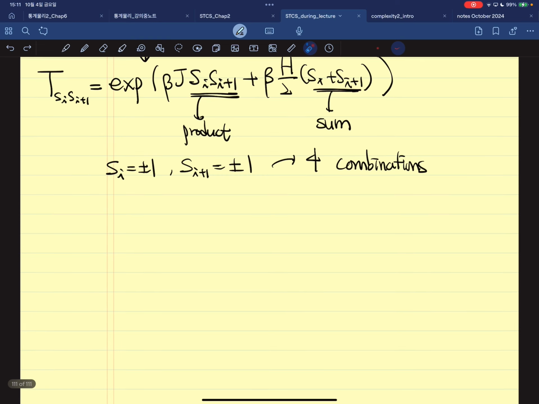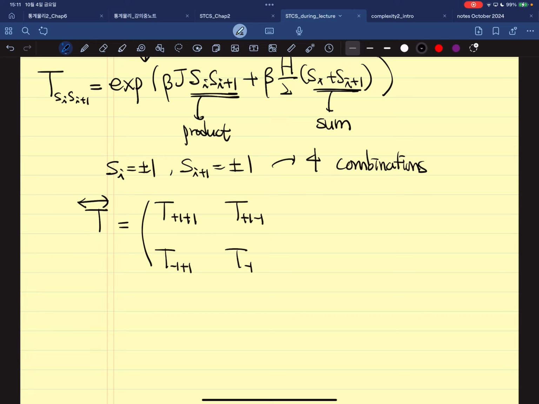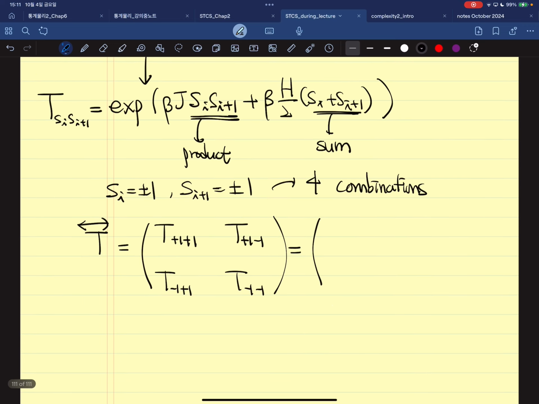So in other words, this T matrix is composed of T plus 1 plus 1, T plus 1 minus 1, T minus 1 plus 1, T minus 1 minus 1. And what is this? So this represents the S. So what's the element T when Si and Si plus 1 both are plus 1?